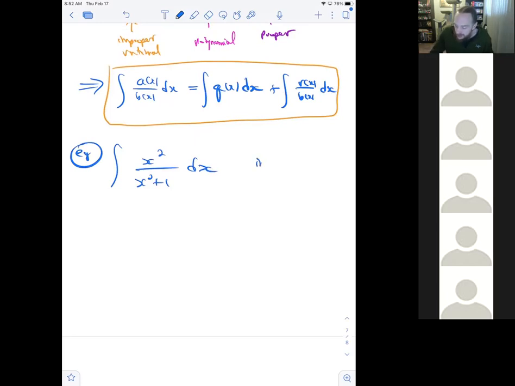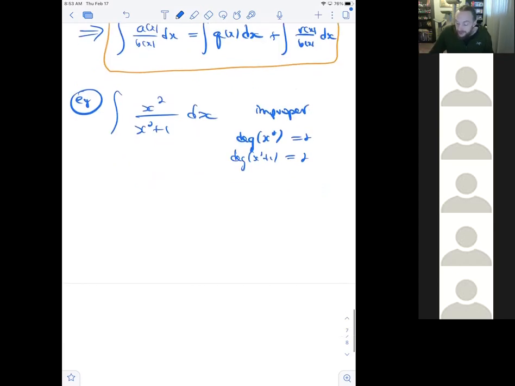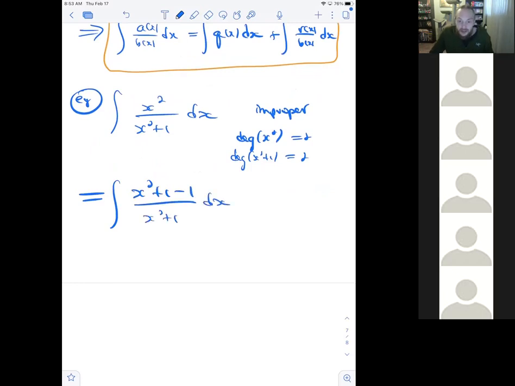This is improper because the degree of x squared is equal to 2, which is equal to the degree of x squared plus 1. So what do I do? Either I use long division or I use a clever trick. Using long division does the same thing, but if I write this as x squared plus 1 minus 1, I just add 0 on the top. And then push this through, which is essentially me being lazy today because it's right before we get a week off finally. But this is now the integral of what?